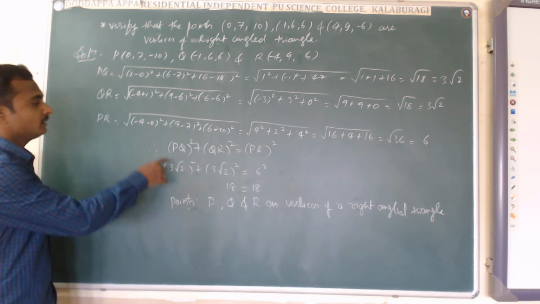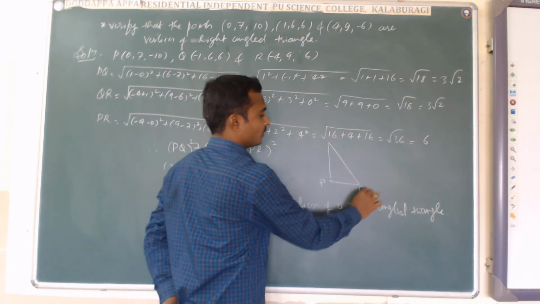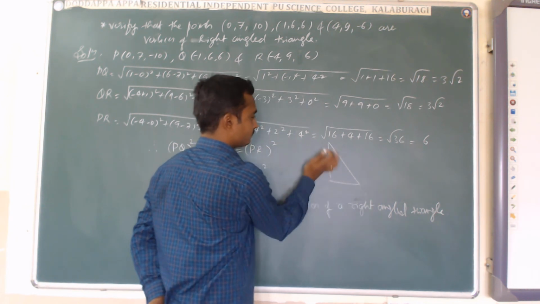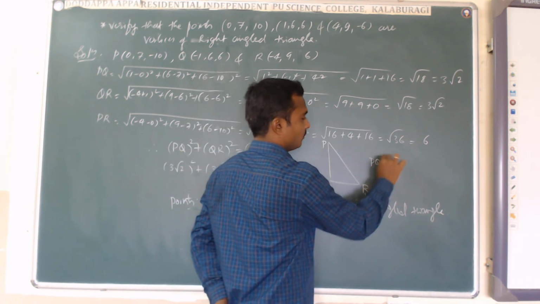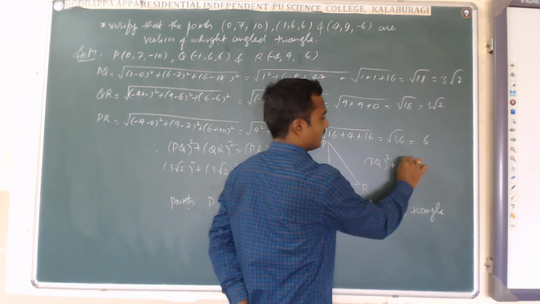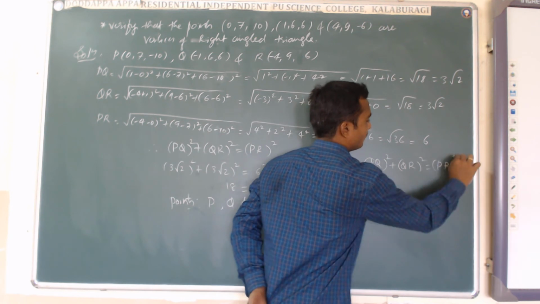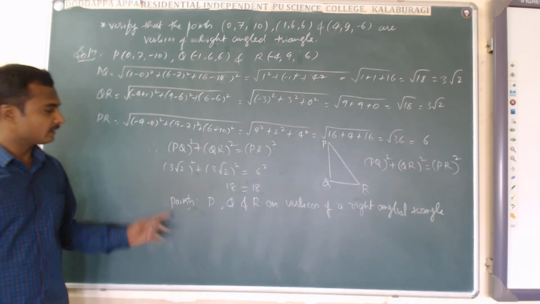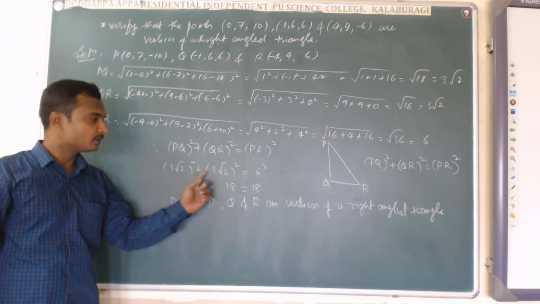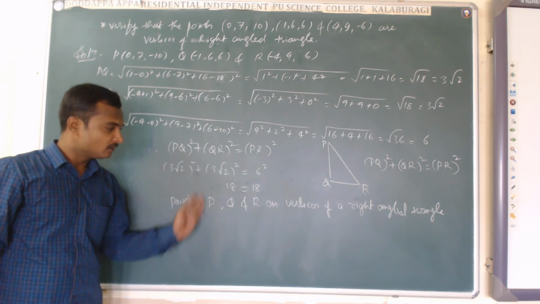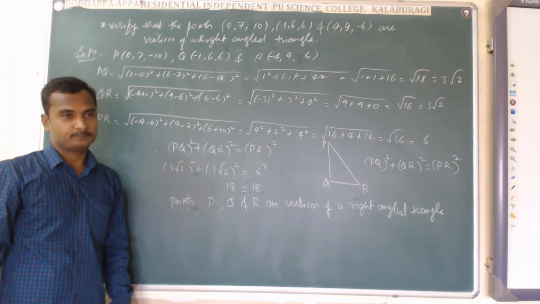Therefore, using the condition of the right angle triangle, what is the right angle triangle condition? In triangle PQR, PQ, the perpendicular, squared, plus the base QR squared, equals the hypotenuse PR squared. So using the same formula we check that PQ square plus QR square equals PR square. PQ square is substituted, QR square is substituted, PR is already 6. So it is verified that P, Q and R are the vertices of a right angle triangle.